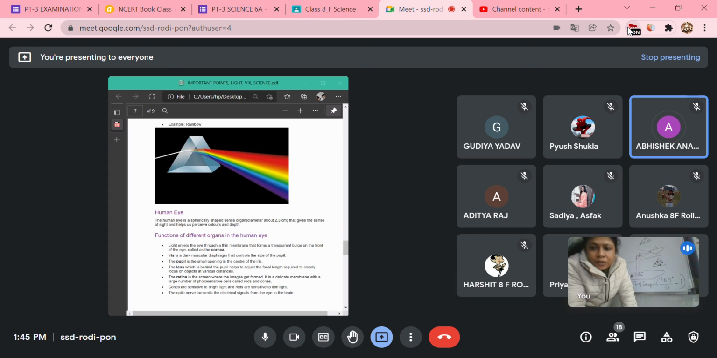So when the two mirrors are kept parallel to each other, an infinite number of images will be formed. Am I clear? Yes, ma'am.